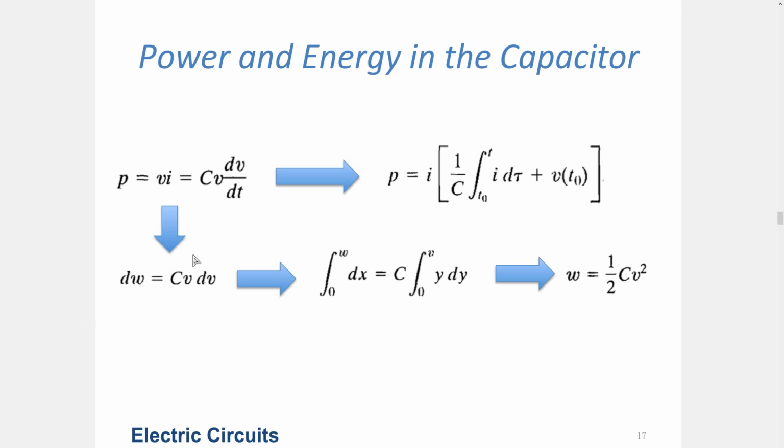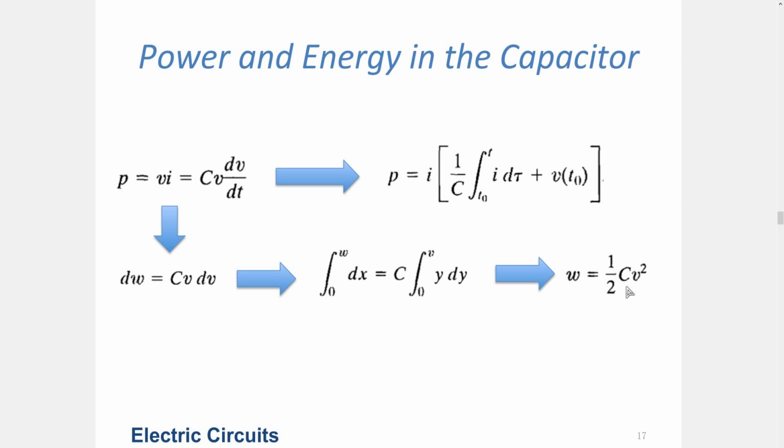Then take the integral of both sides to get rid of the differential operator. So we will be able to obtain the energy relationship. If we do the math, we are going to get W minus 0 equals 1/2 times C times V squared. As you can see, the capacitor stores energy when there is a change in the voltage across its terminals.